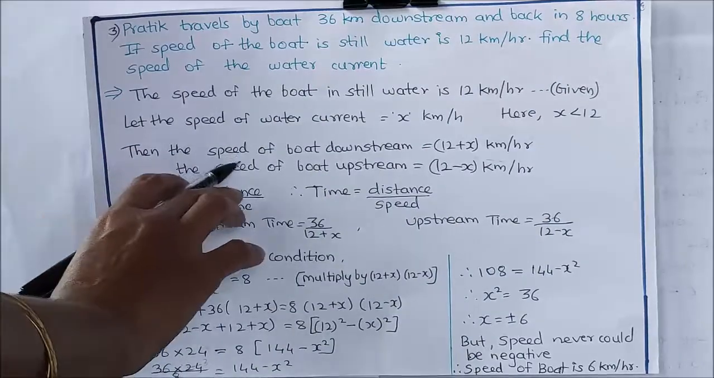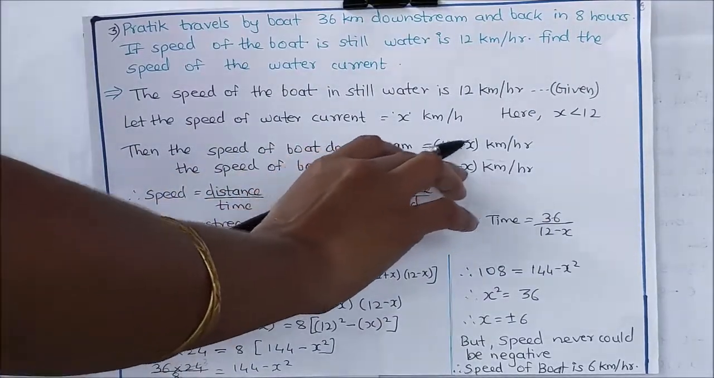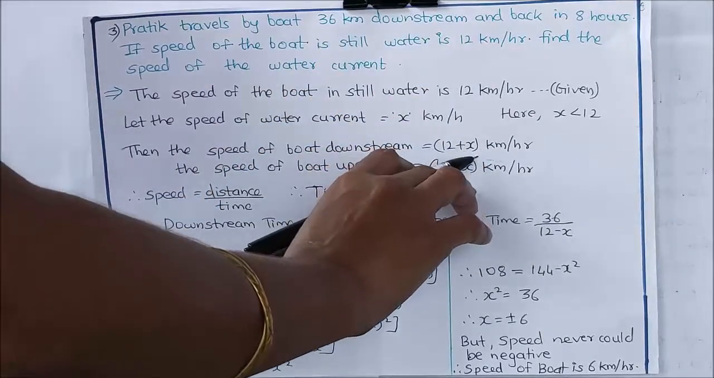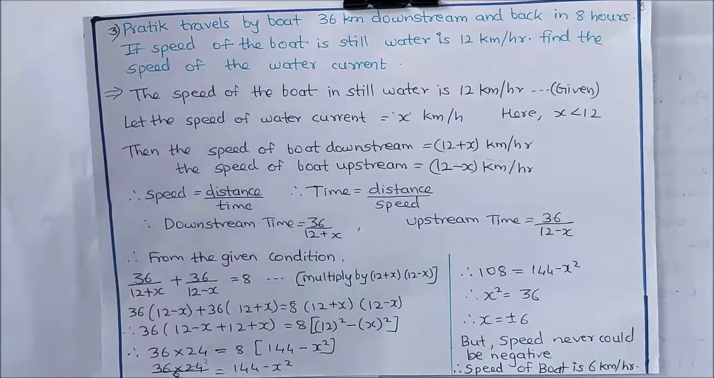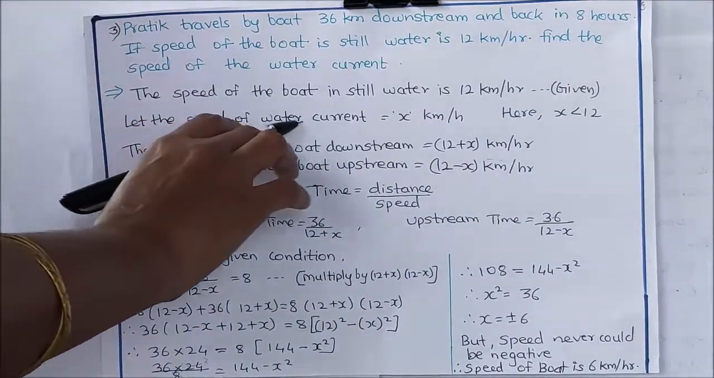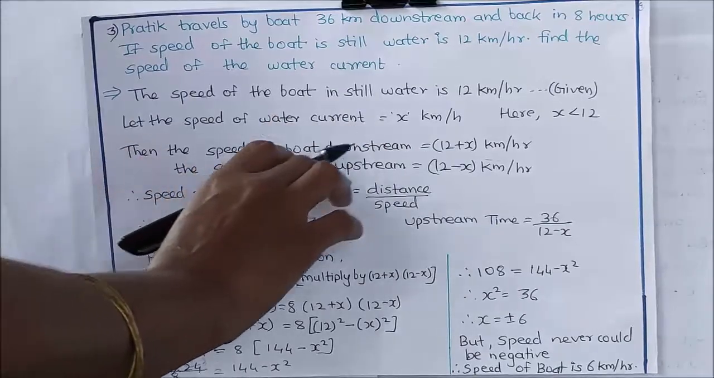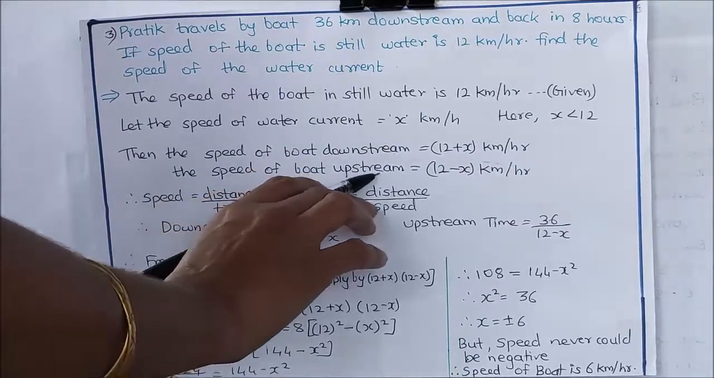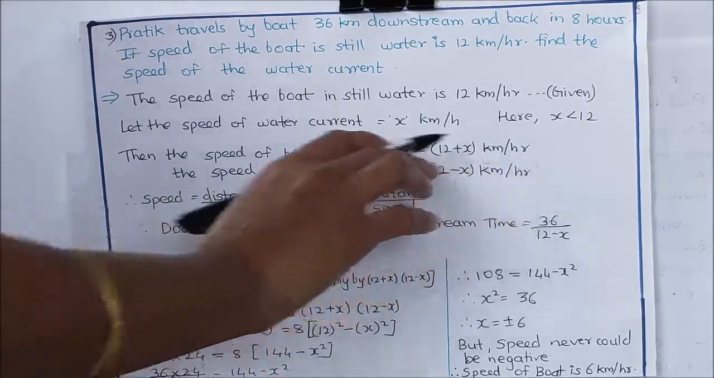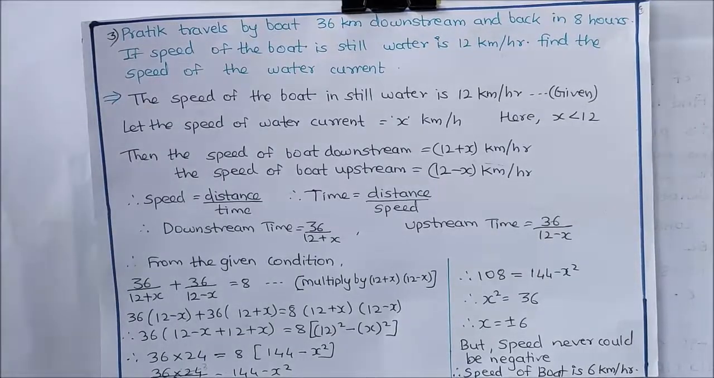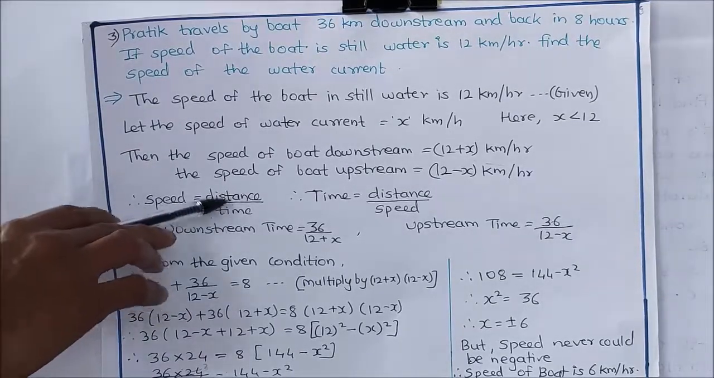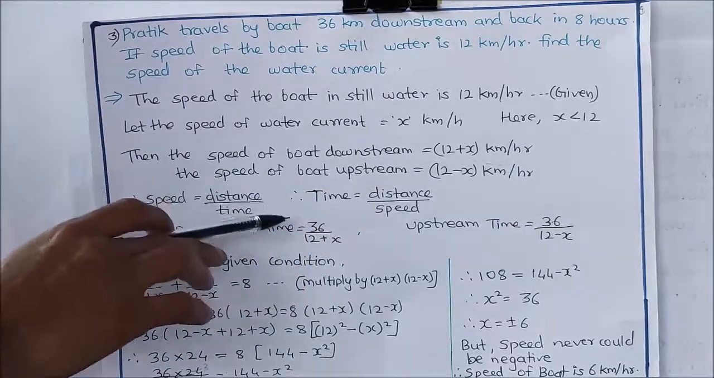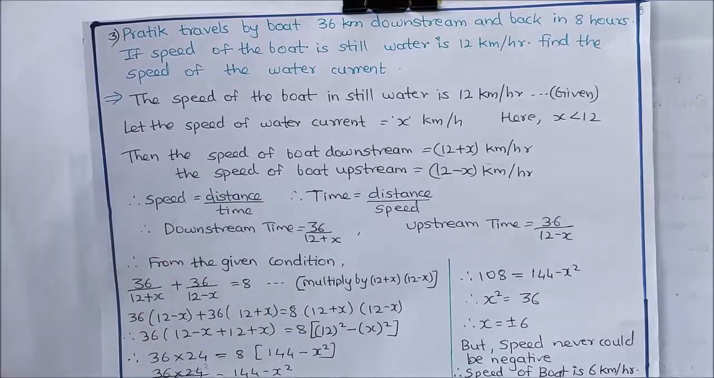Then the speed of boat downstream will be 12 plus x kilometers per hour. If the speed of water current is x, the speed of boat downstream will be 12 plus x, and the speed of boat upstream will be 12 minus x kilometers per hour. Now our formula for speed is distance upon time. Therefore, time equals to distance upon speed.